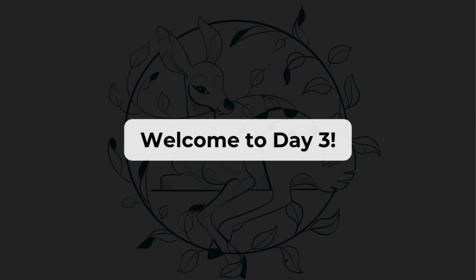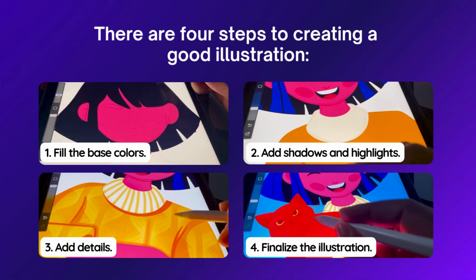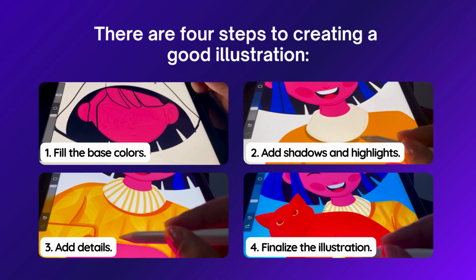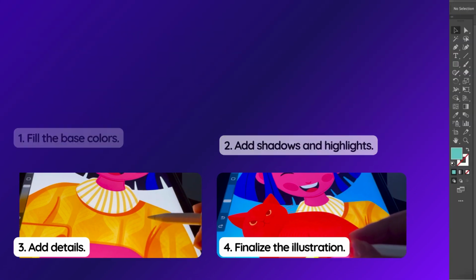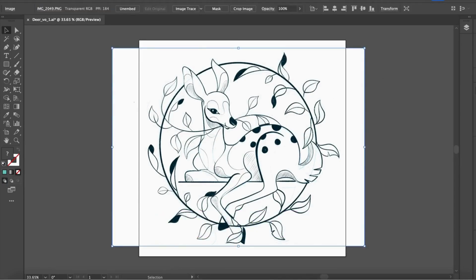So today we will go over the simple steps of the illustration process. There are 4 steps to creating a good illustration. So first one is fill the base colors. Let's start with the first step, filling the base color.